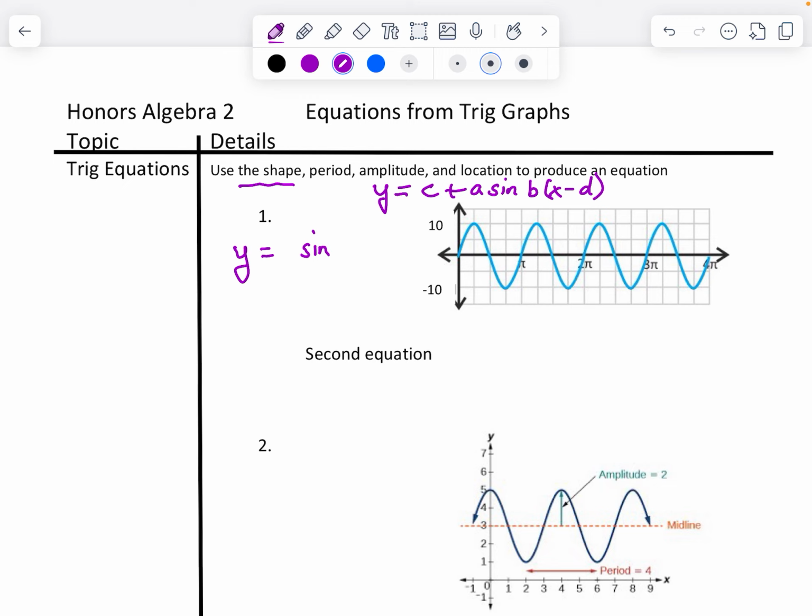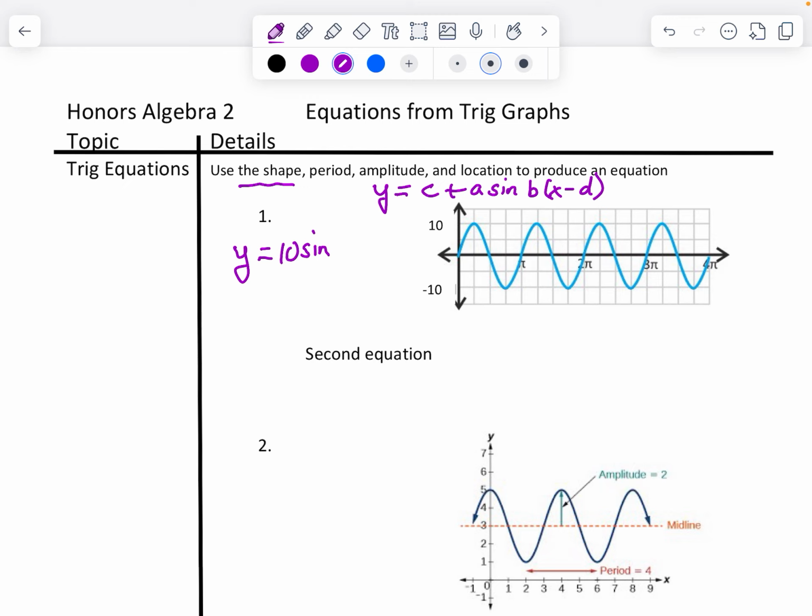But for now, sine, and then notice that it doesn't have the midline. Midline is still the x-axis. So since the midline's the x-axis, we haven't translated up or down, so there's no c in front, but the amplitude has been changed up to 10. So we're going to make that 10 times sine.